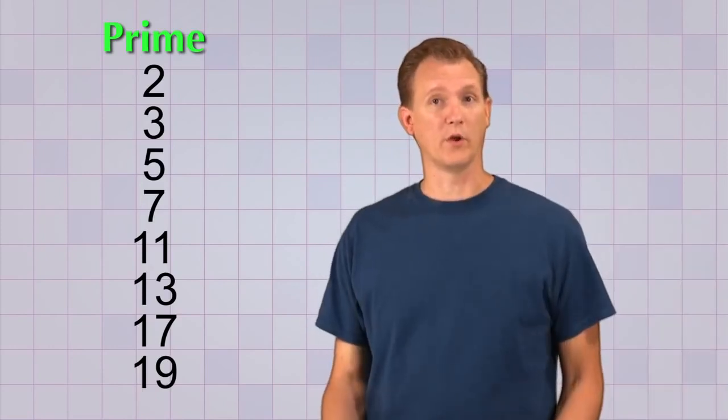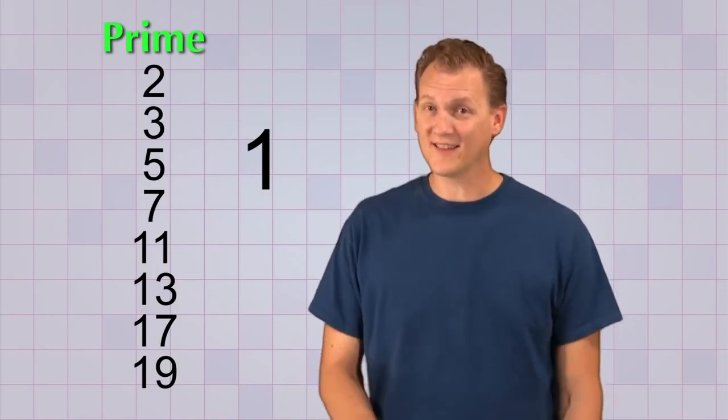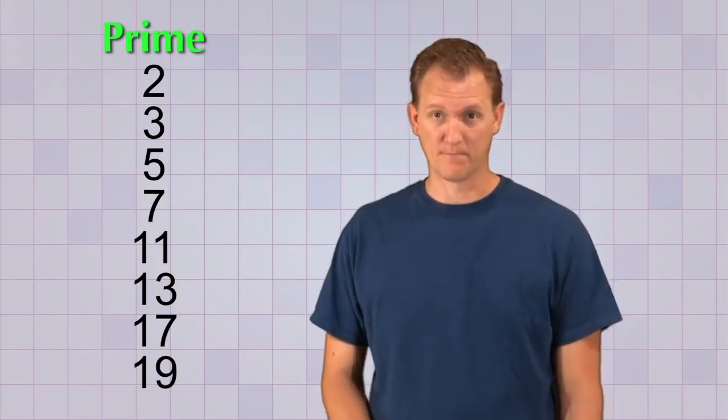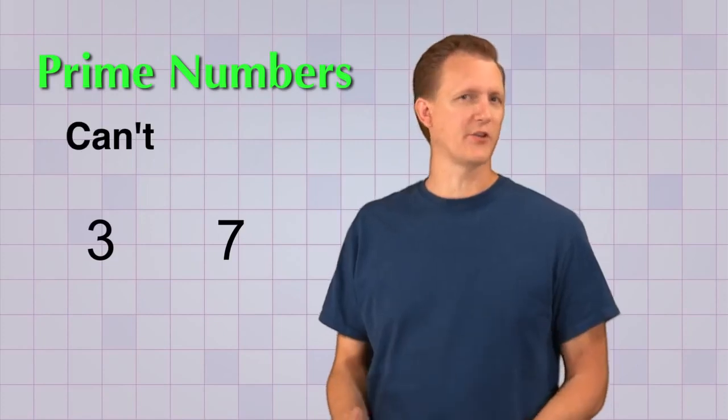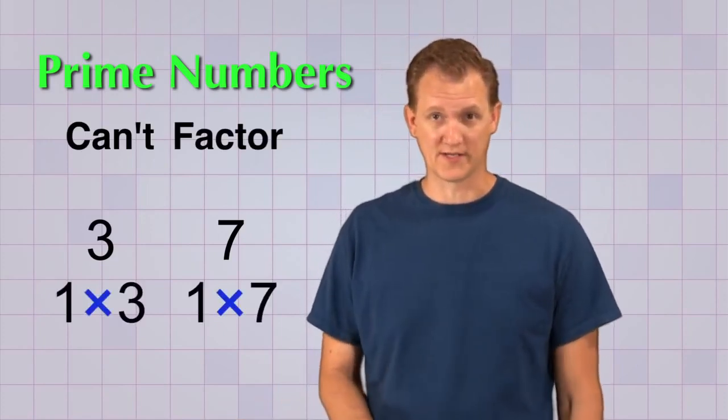Now, some of you might be wondering why 1 isn't on the list of prime numbers. Well, 1 is a lot like a prime number, but for some technical reasons, it's not considered prime. Okay, so in a way, prime numbers are just special numbers that you can't factor. Well, unless you use the obvious factors of 1 and the number itself.